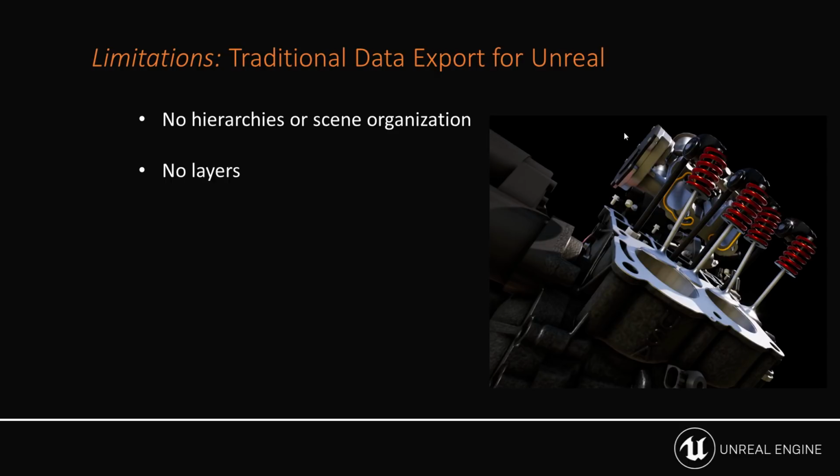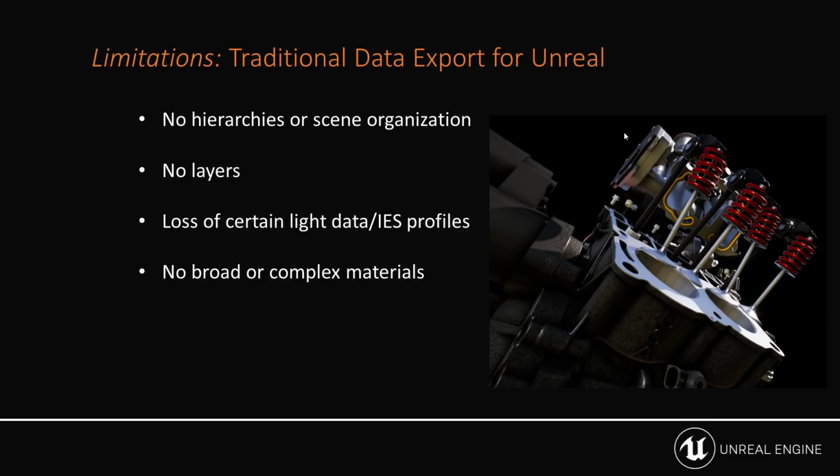As I mentioned, we lose certain light data. If you're working with profiles like IES profiles, that connection will be lost. Unreal supports those profiles, but that connection will be lost. So that's important to understand. What I'm referring to here is that you have a 3D content creation package, for example, and then you have Unreal Engine, and in between we have a file format, say for example FBX, that can become the limiter between the two packages. So we really need to be aware of these gotchas when working in these traditional data export workflows as well.